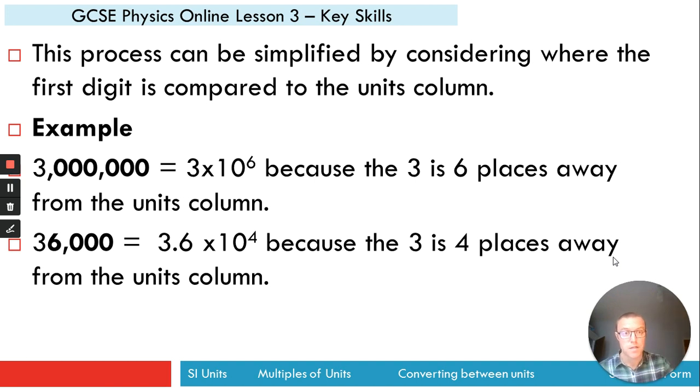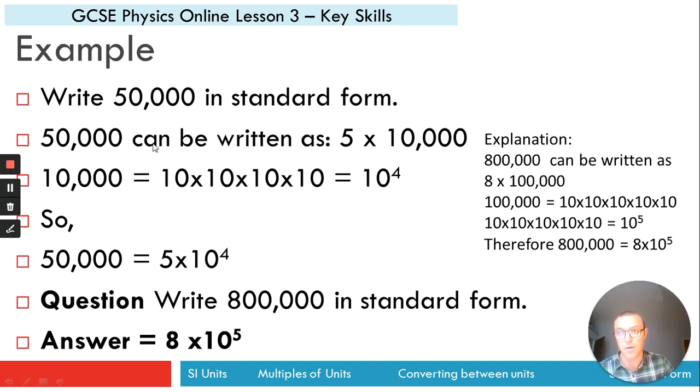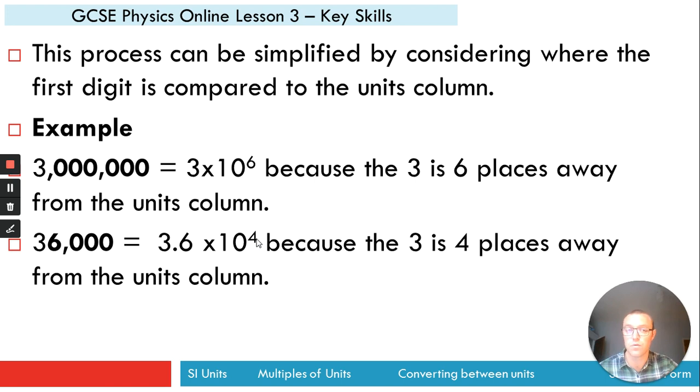Okay. Now we're getting there. You can do this the long way that we've just shown, and work this out each time. And maybe for your first few, you will have to do it like that. However, we can quite quickly see how we can shorten this process, simplify it and do it much quicker. We can do this by counting the digits after the first digit, between it and the unit column.